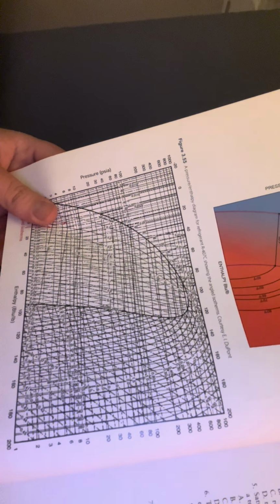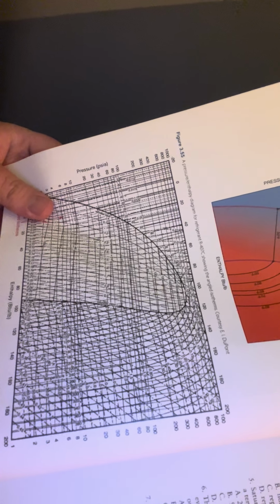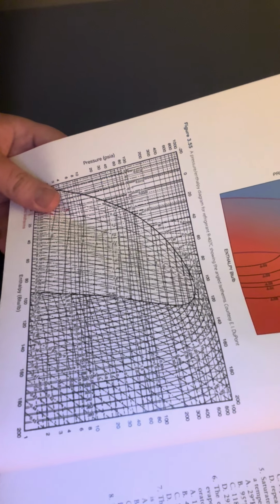Figure 3.55, a pressure enthalpy diagram for refrigerant R407C showing the angled isotherms. It illustrates an actual pressure/enthalpy diagram for refrigerant R407C, a zeotropic refrigerant blend with very similar properties to those of R22 in air conditioning equipment.